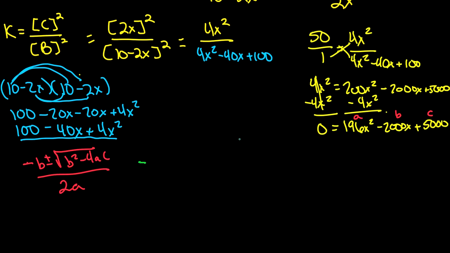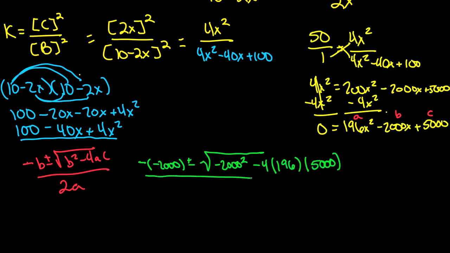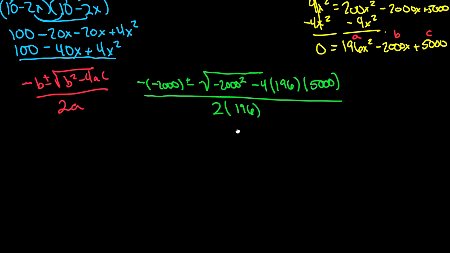So I got negative b. Well, b is negative 2,000, so negative b is 2,000, plus or minus the square root of b, which is again negative 2,000, squared, minus 4 times A, which is 196, times C, which is 5,000, over 2 times A, which was 196. All right, let's see if we can't simplify this thing down and make it a little bit more clean looking.